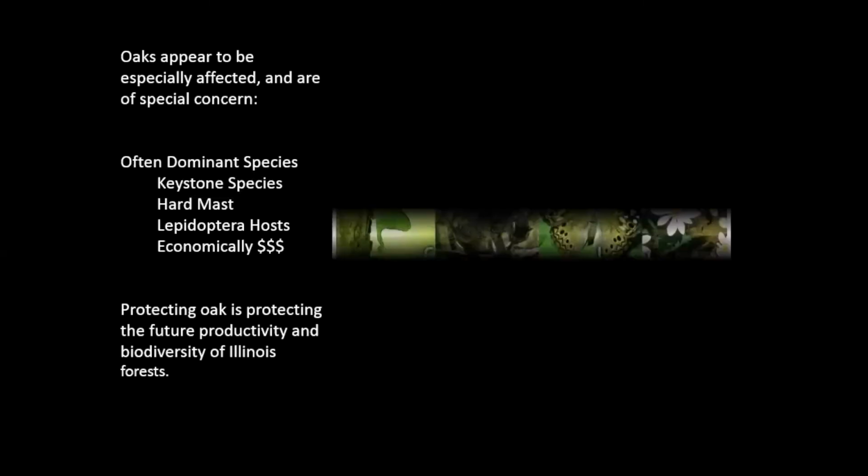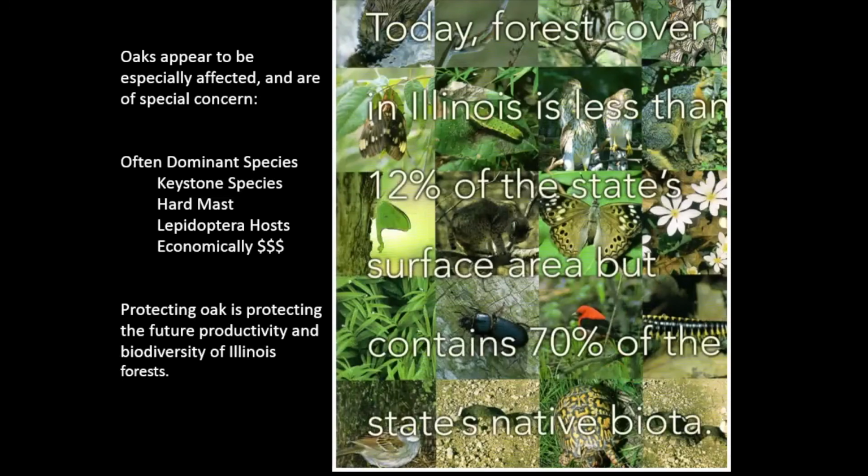We do know that oaks appear to be especially affected and are of special concern. This is because they're often a dominant species, they are keystone species, they provide hard mast and important food resources for wildlife. They're Lepidoptera hosts, and they're economically valuable as well. Protecting oak is protecting the future productivity and biodiversity of Illinois forests. And it's estimated that today, forest cover in Illinois is less than 12% of the state's surface area, but contains 70% of the state's native biota.